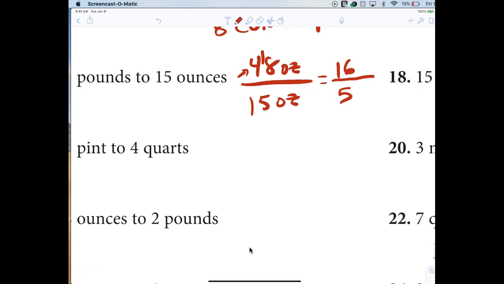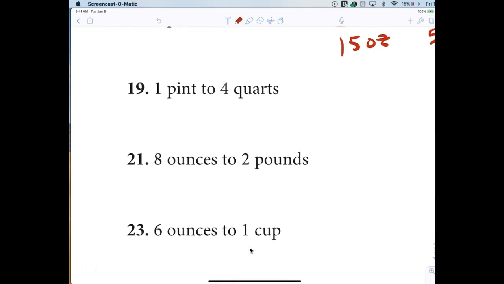We are talking about pints and quarts. Remember the relationship between pints and quarts? 1 pint is equal to 0.5. Yes, but I don't like decimals. So how many? Half. So a half a quart is 1 pint. So now think about it like this. I'm going to write it up here on the board. A half of a quart is equal to 1 pint. So how many pints is in a quart?